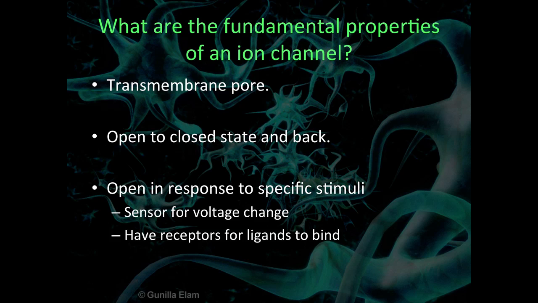They go from an open to a closed state, and from a closed state to an open state, because sometimes you want these ion channels open, sometimes you want them in a closed state. So it has to be going back and forth. And when they open and close will depend on the response to a specific stimulus. So you have a sensor for voltage change. This voltage sensor will be for a voltage gated ion channel, while if you are a ligand gated ion channel, then you'll have receptors on the ion channel that particular specific ligands will bind to.